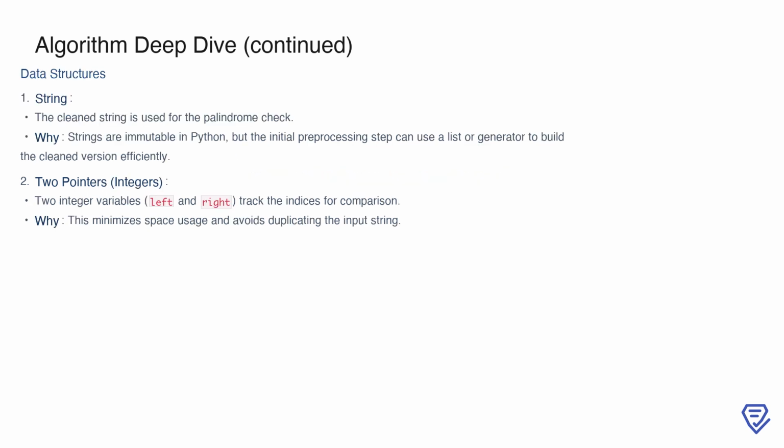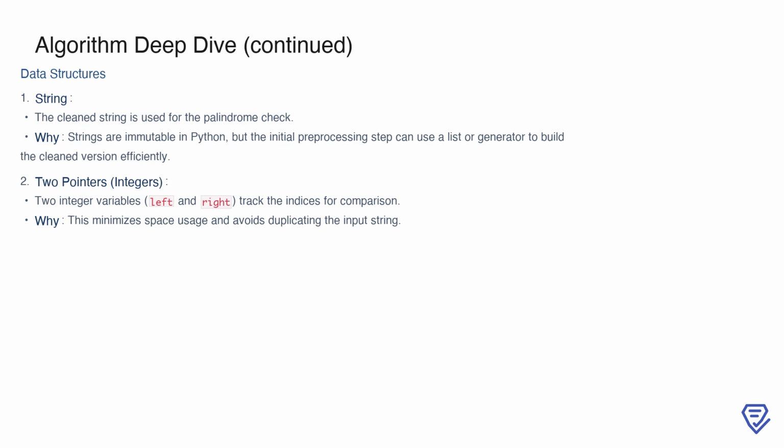For this algorithm, we rely on a few key data structures. The clean string is central to the palindrome check, and while strings in Python are immutable, we can use a list or generator during pre-processing to construct the cleaned version efficiently. Another critical component is the two pointers, left and right, which are simple integer variables.